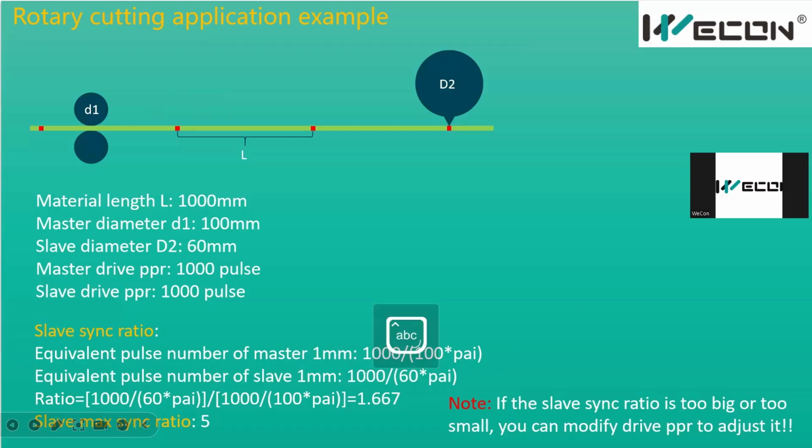The ratio is equal to B divided by A, where B is the accurate pulse number of the slave, and A is the accurate pulse number of the master. Don't miss it, remember the order. It's B divided by A, not A divided by B.